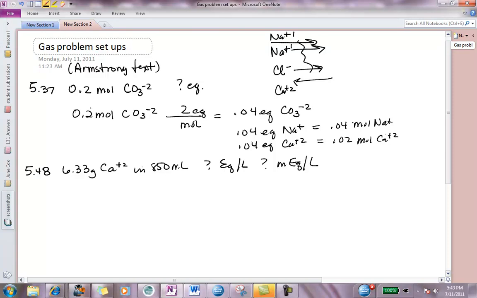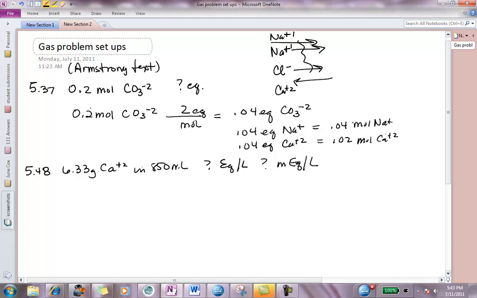I think equivalents are actually fairly important in medicine, and nurses probably don't get into this a lot. Physicians probably do, but I believe that you will see on some blood work things that will be in equivalents or milliequivalents per liter.